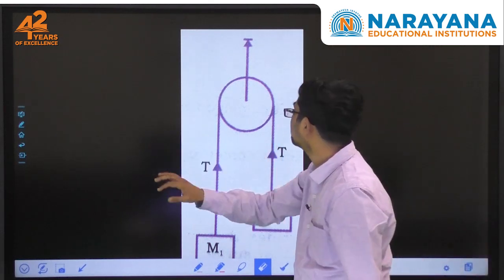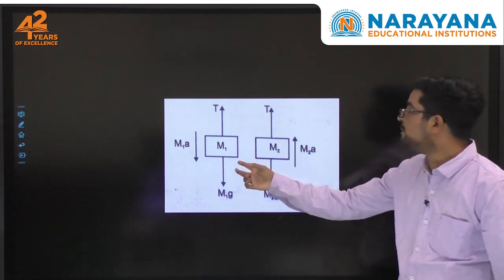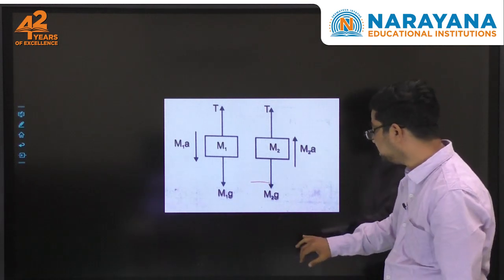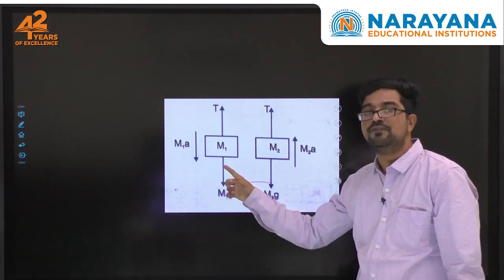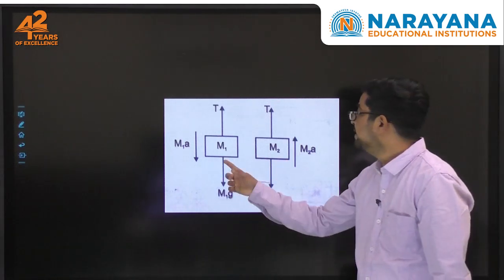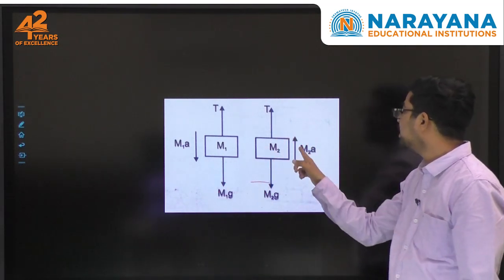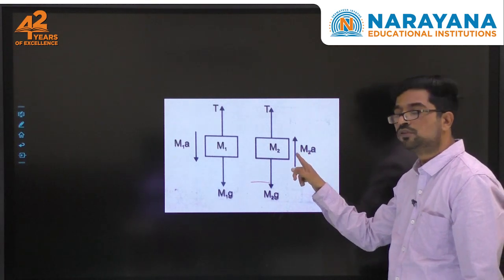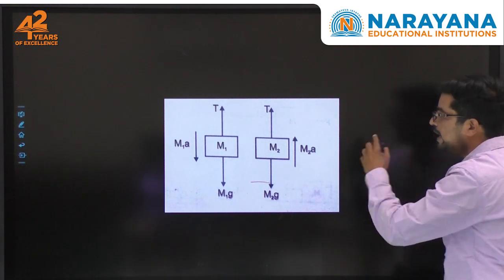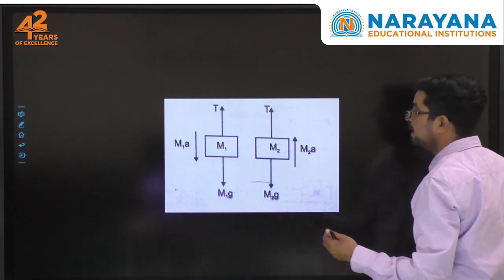So if you see here, we have seen mass m1 is moving down. In this case, mass m1 moves down just because it has more mass compared to mass m2. Here it has a force acting downwards, m1g, and a force upwards, m2a. So now we have the FBD as shown. We can draw these FBDs. Now we can get the equations with the help of these FBDs.